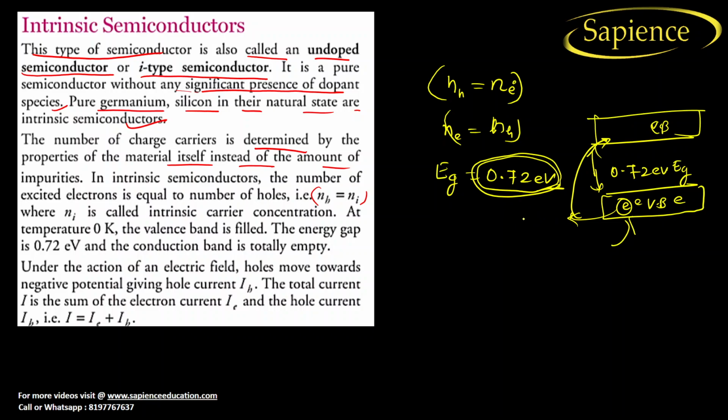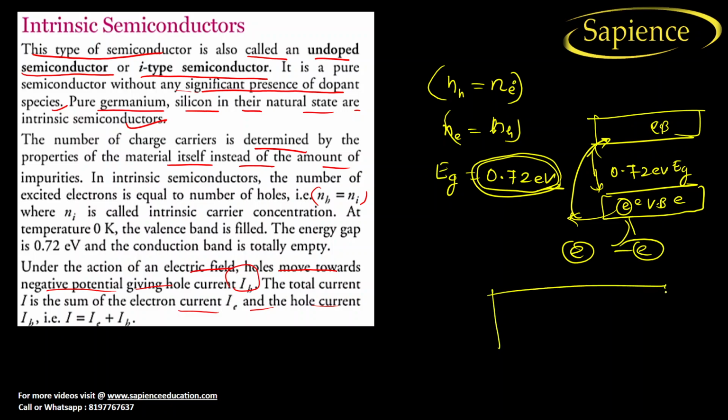And as soon as it jumps into the conduction band, the electron will start flowing under the action of an electric field. The hole moves toward the negative potential giving a hole current, and the total current I is the sum of the electron current and the hole current.